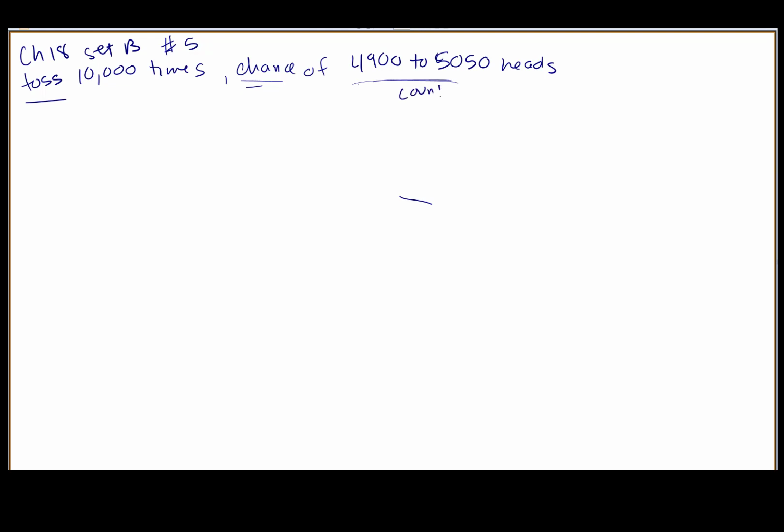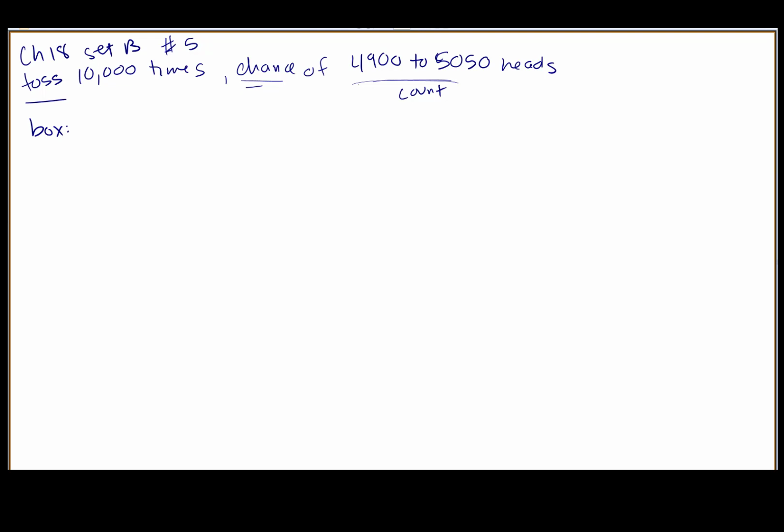So we're looking for a chance, and we're counting heads. That means we're doing everything from chapter 17. We're going to have to put up a box model. Eventually we'll find the expected value and standard error so we can find a chance. Let's start with our box.